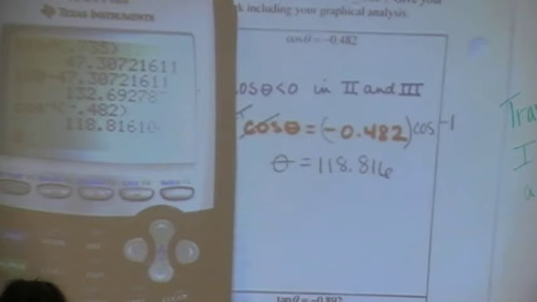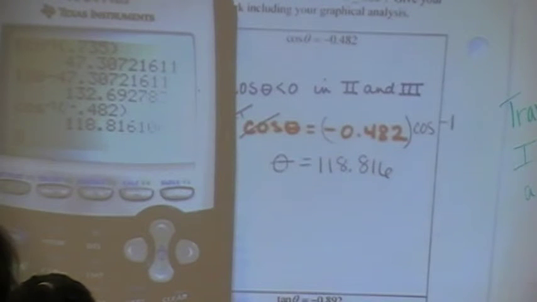So then I have to think cosine, what can I do to get my... oh, and my first answer happens to be in what quadrant? Quadrant 2. So that's good. I have the one that's in quadrant 2. Now I need the one that's in quadrant 3. So what can I do with cosine? Make it negative. You can make it negative.